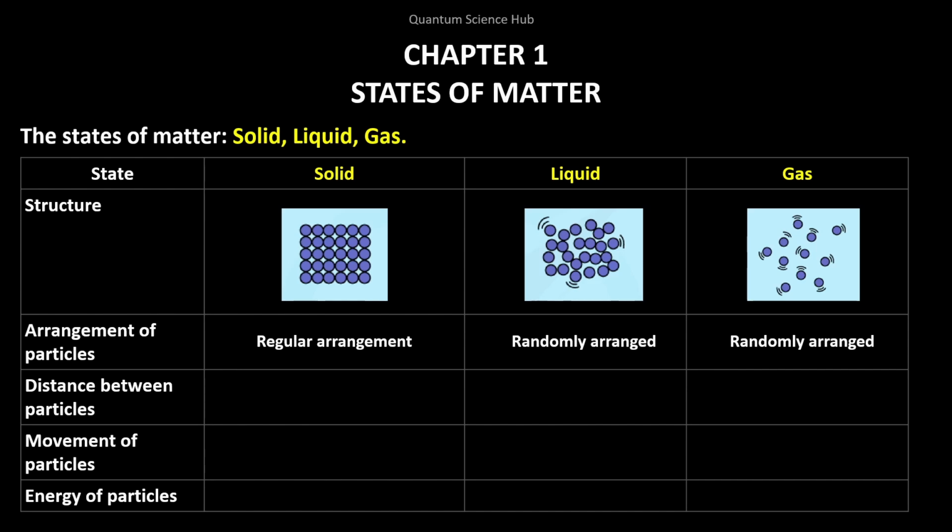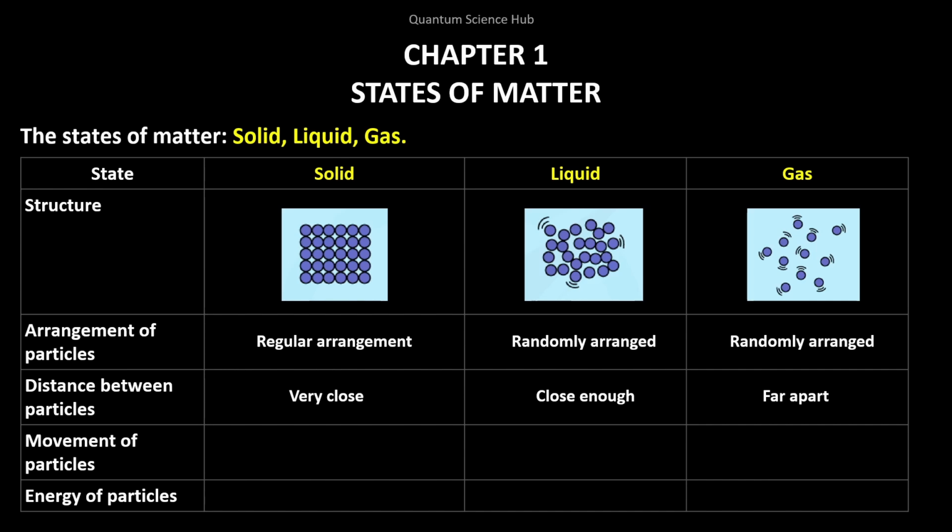Now let's see the distance between particles. As you can see, the distance between particles in a solid is very close. In a liquid, the distance between particles is still close enough, but not as close as in the solid state. While in a gas, you can see that the distance between particles is very far apart. Since there is a lot of space between the particles, gas can be compressed into a much smaller volume.